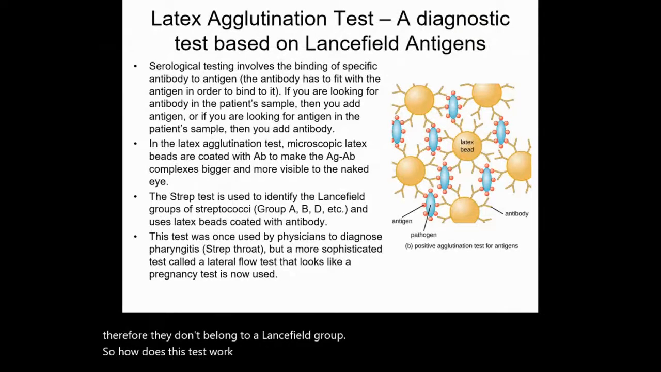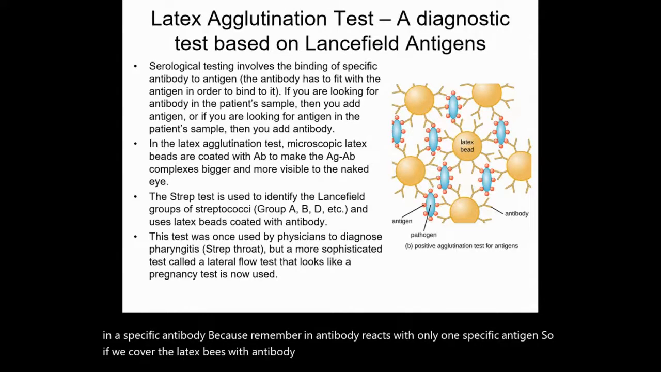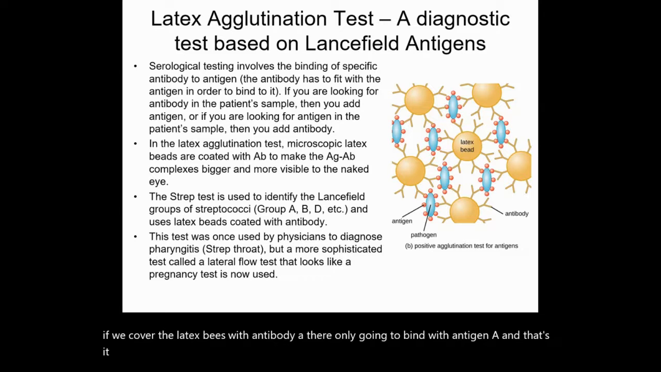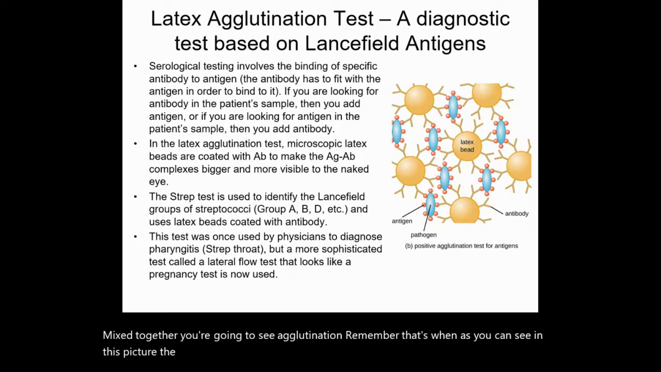Well, what we do is we use latex beads and we cover them in a specific antibody, because remember, an antibody reacts with only one specific antigen. So if we cover the latex beads with antibody A, they're only going to bind with antigen A, and that's it. And when antibody A and antigen A are mixed together, you're going to see agglutination. Remember, that's when, as you can see in this picture, the multiple antibodies are binding to the epitopes on a specific antigen.